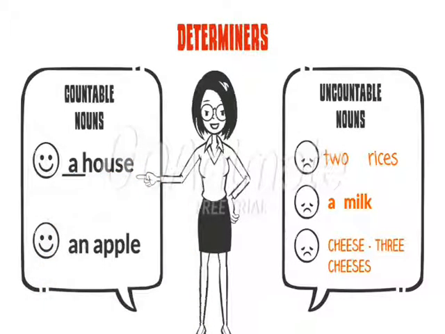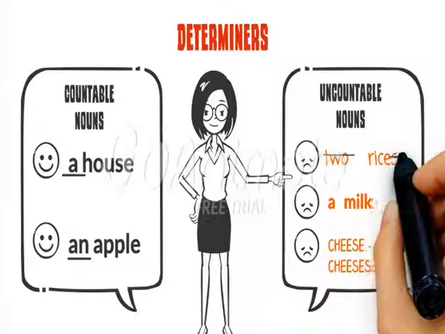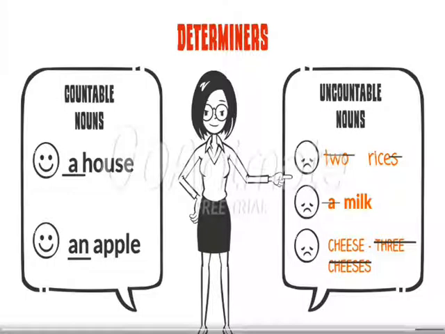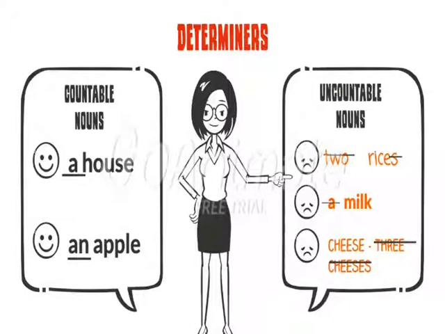Now let's take a look at the determiners. For countable nouns, we would say a house, an apple. However, for uncountable nouns, we couldn't say 2 rices. We would just say rice. We wouldn't say a milk. We would just say milk. We wouldn't say 3 cheeses. We would just say cheese.